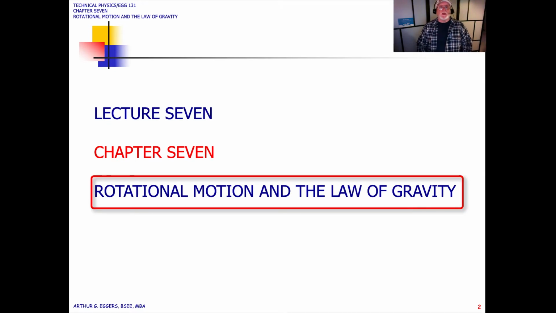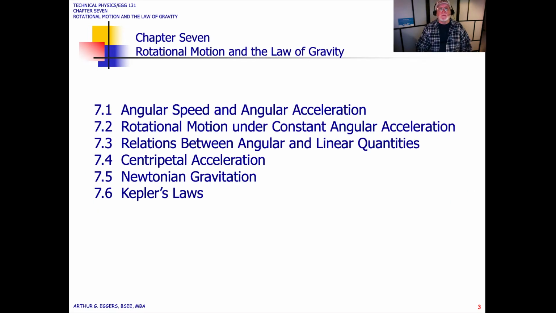So now we move on to the next chapter, 7, Rotational Motion and the Law of Gravity. So we are going to switch gears now from our understanding of the linear world, up, down, left, right, into space, to the rotational world. So we're going to look at defining angular speed and angular acceleration, rotational motion under constant angular acceleration, and then the relationships between angular and linear quantities. We're going to define centripetal acceleration and then look at Newtonian gravitation and Kepler's laws.